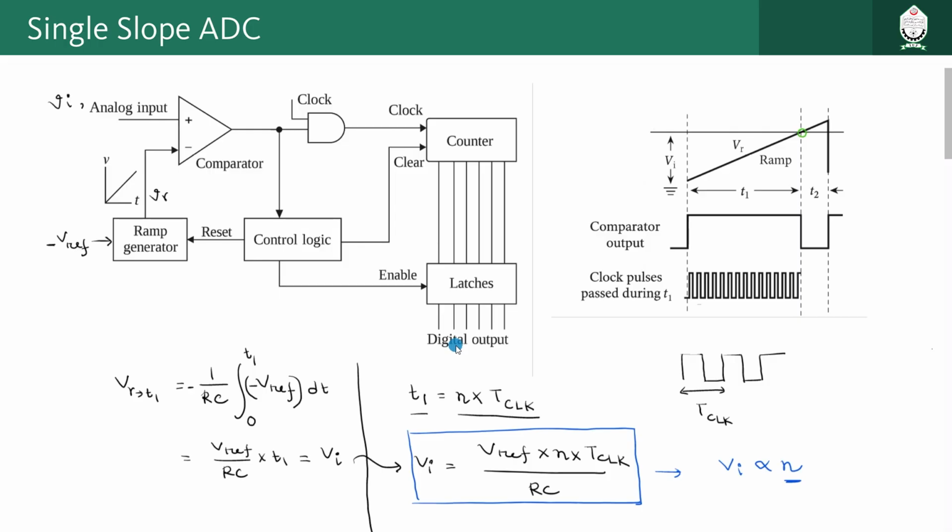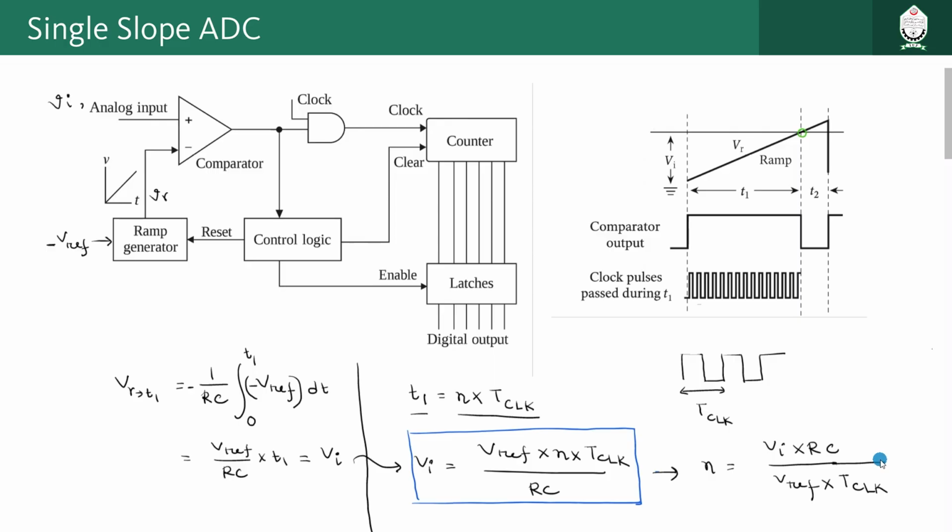Okay, now the question is, what are the limitations of this device? One of the issues is, if I want to represent this equation in another way, we can keep N here and everything on the other side, then Vi multiplied with RC, and at the bottom we will have Vref multiplied with TCLK. Yeah, this is the equation we have.